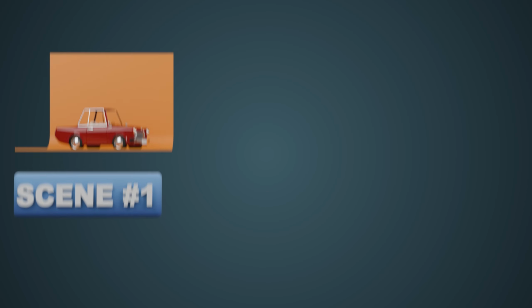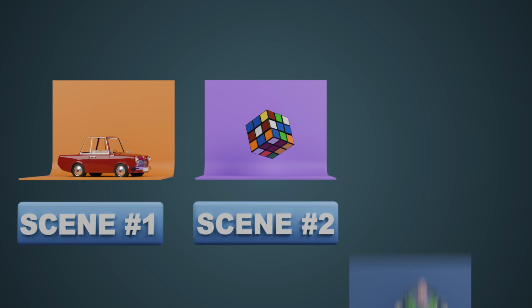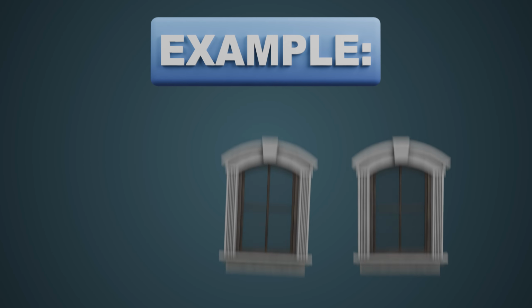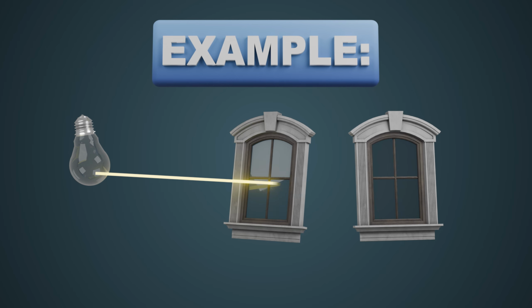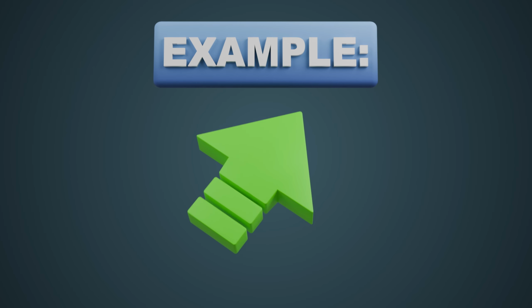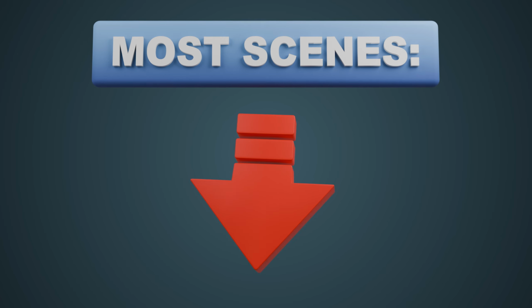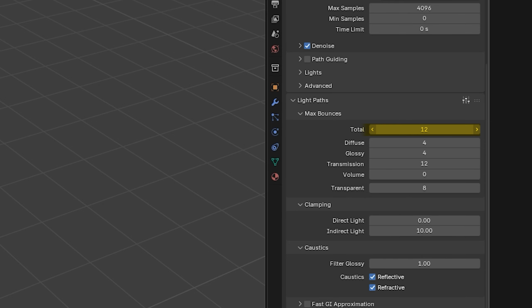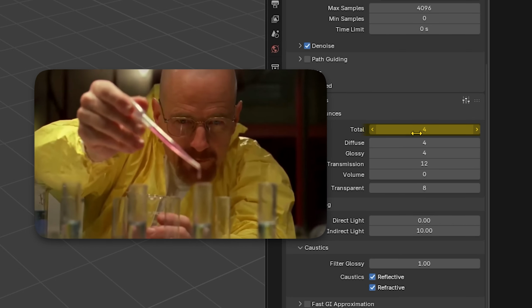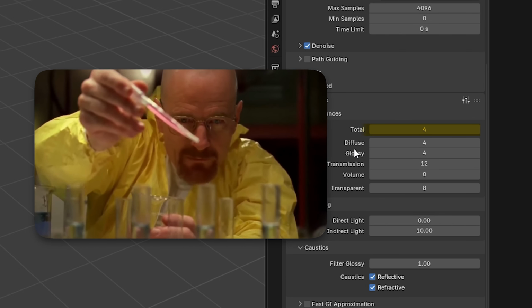This is because different scenes require different bounce amounts. For example, if you have a scene with a lot of windows with light bouncing through it, you're going to want to use a higher number. However, for most scenes, this isn't really something you have to worry about. So try lowering your total bounces to a number like 8 or even 4. Feel free to experiment and find the number that works best for your scene without harming the visuals.